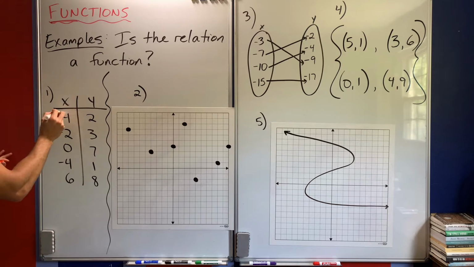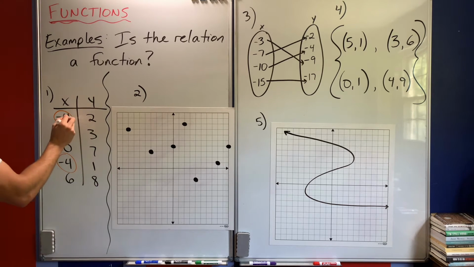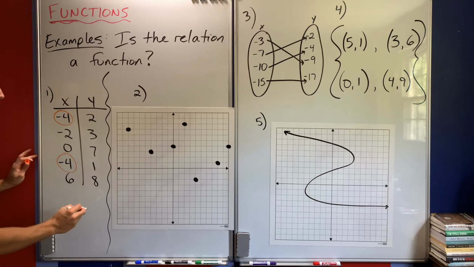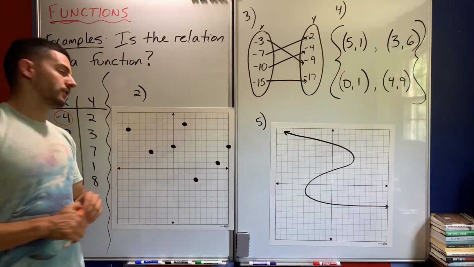And you see, okay, hey, -4, -4. You see that? That's a repeating x value. That x value has more than one y value associated with it. So no way, Jose. This is not a function.